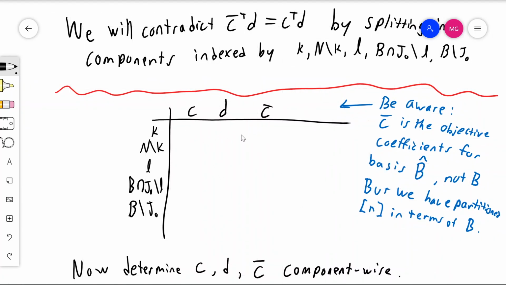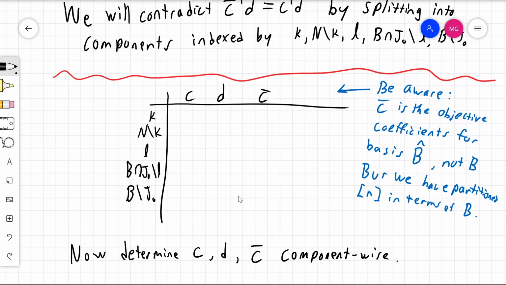The main thing to worry about that won't make this super straightforward, well, there's two things. One is that it's not clear right out of the gate what each of the signs of each of these components are, so we have to do some work to figure all those out. And the other issue is that C bar, you have to be aware here, C bar is the objective coefficients for the basis B hat, not B. And yet, on the other hand, we've partitioned this index set in terms of B. This partition here is in terms of the basis B, not B hat. So we're going to have to convert C bar from being in terms of B hat to being in terms of B. So that'll be a separate step that we have to do.